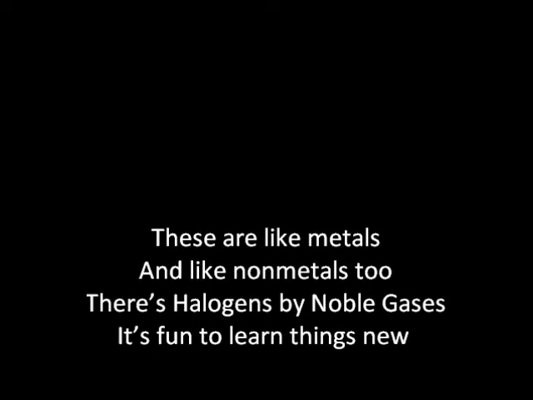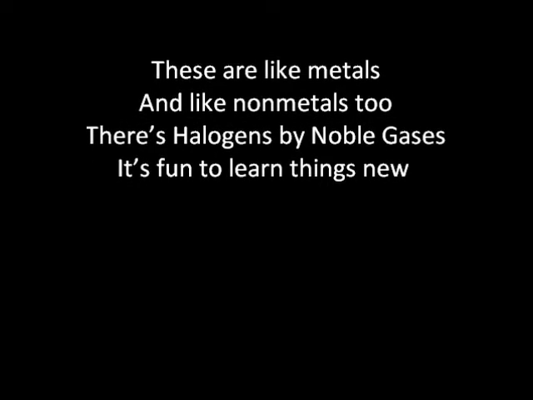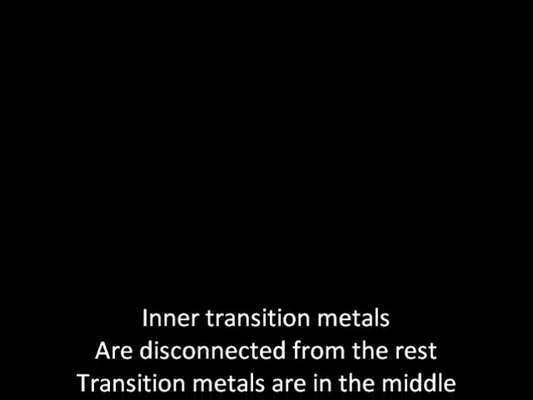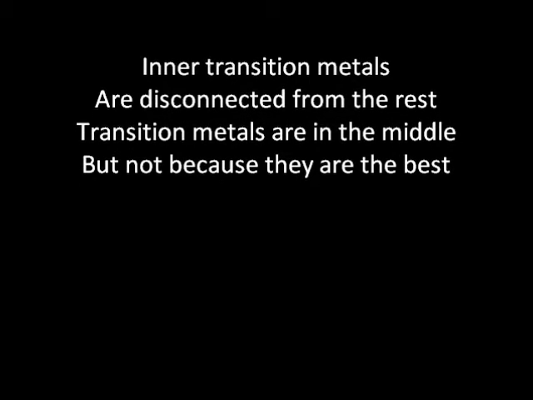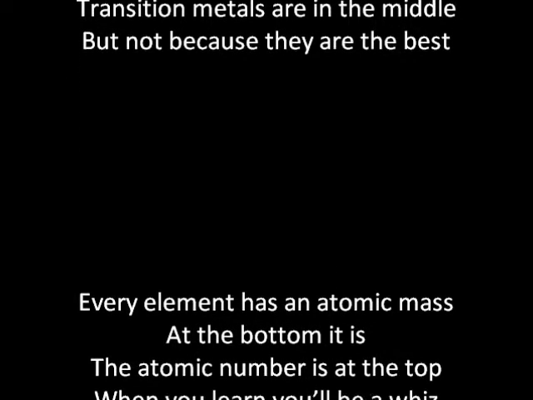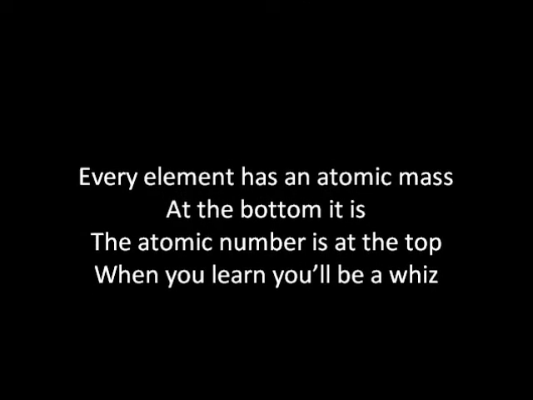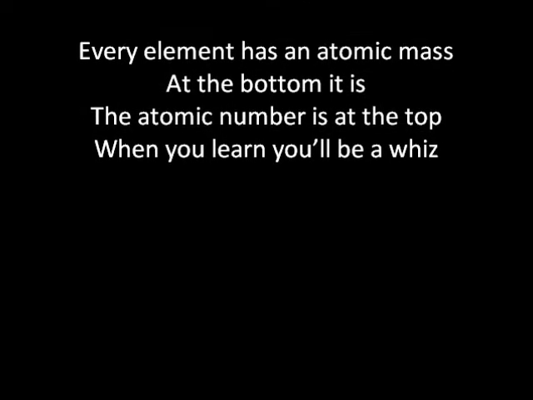These are like metals and like non-metals too. There's halogens by noble gases. It's fun to learn things new. Intertransition metals are disconnected from the rest. Transition metals are in the middle, but not because they best. Every element has an atomic mass. At the bottom it is. The atomic number's at the top.